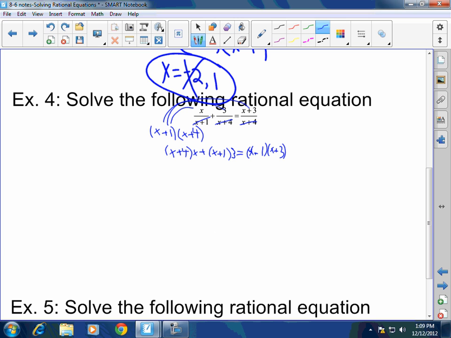x plus 4 times x plus, in parentheses, x plus 1 times 3 equals x plus 1 times x plus 3. So that's what you guys should have. You should all be doing this. Everyone. Okay, so we got x squared plus 4x and then 3x plus 3.